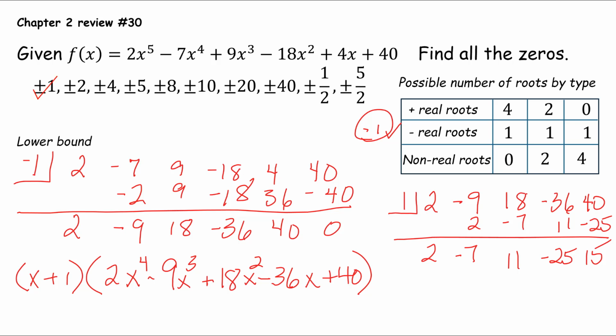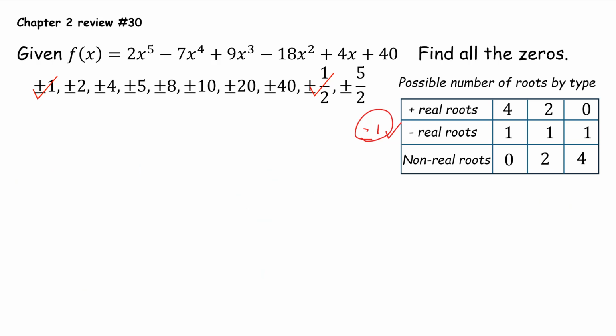So this tells us that 1 is a lower bound, and that means that all the real zeros have to be above 1, and that tells me that I can get rid of 1/2 because it's below 1, and 1 is the lower bound. There are no zeros below 1, so 1/2, I can get rid of that one.